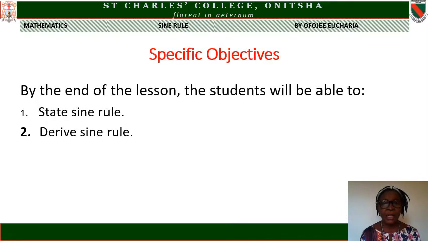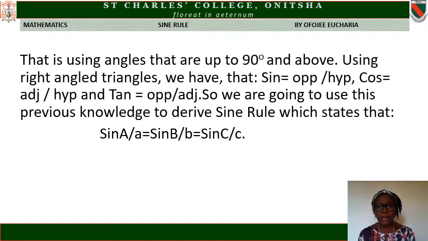The specific objective, that is what you are expected to get in this lesson, is that at the end of this lesson, you should be able to state the sine rule and also derive the sine rule. We are going to use angles that are up to 90 degrees and above.